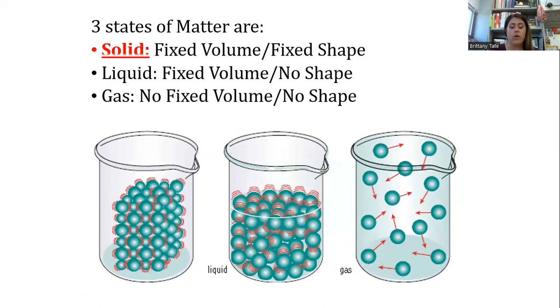In a solid form, the particles vibrate in place, and they're most dense in a solid. In a liquid, the molecules are flowing over each other. And then in a gas, they're moving about the most. So they have the most amount of energy in a gas, the least in a solid, most dense in a solid, least dense in a gas. And then to change between the states, you either add temperature or you remove temperature.